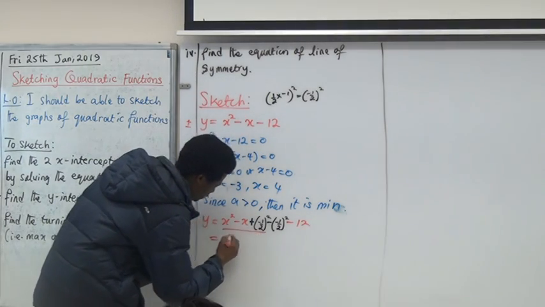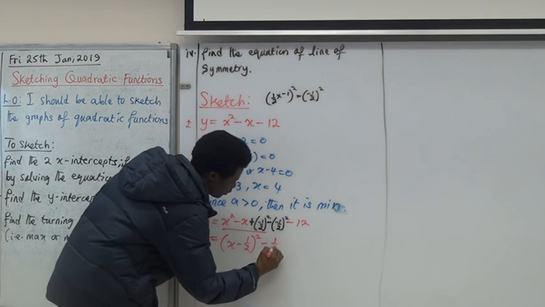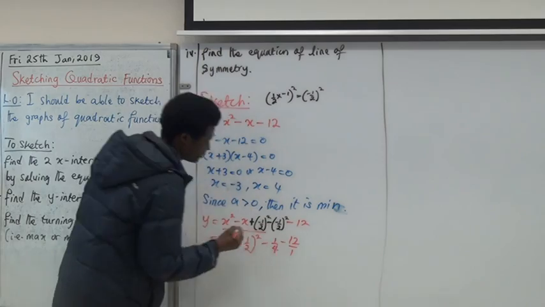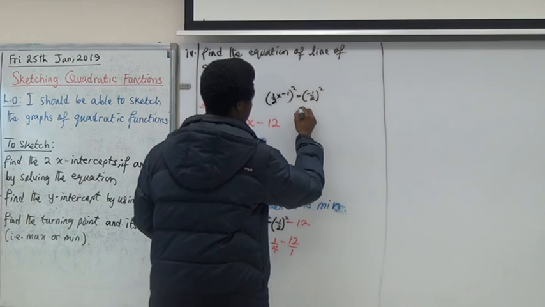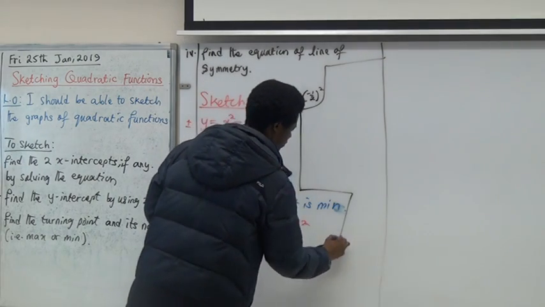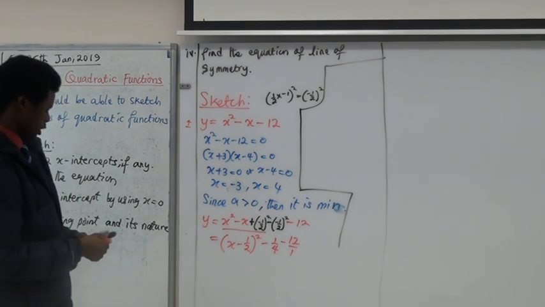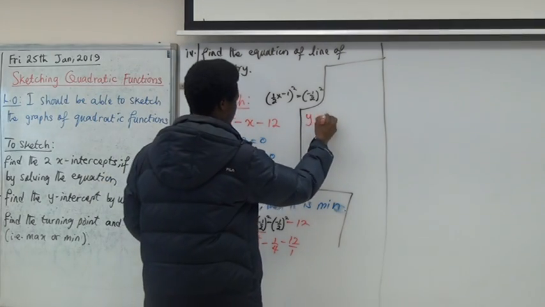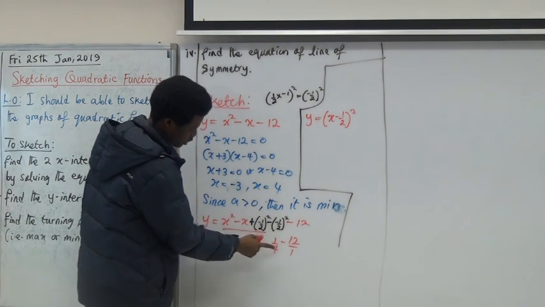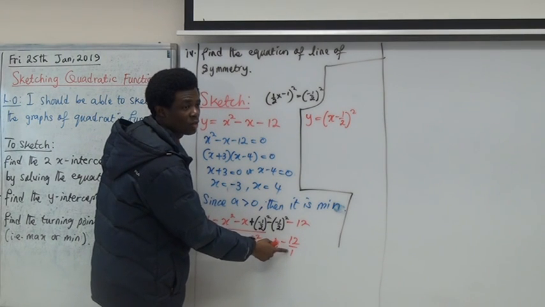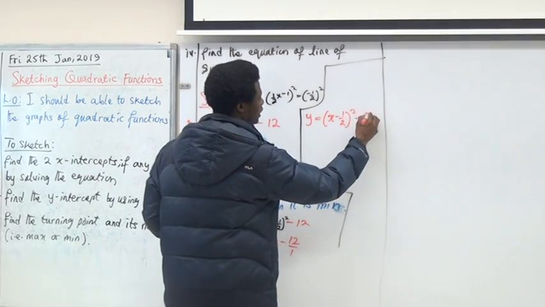So this will be the first 3 here, x minus half all squared. So this is 1 over 4, this is minus 12 over 1. Okay? We don't have enough space today. So this will be y equals x minus half all squared minus something. So in terms of 4, what is this? 48 over 4. So what is that together? Minus 49 over 4.